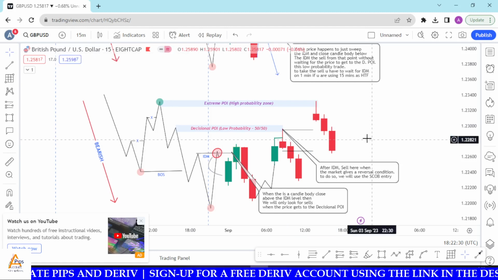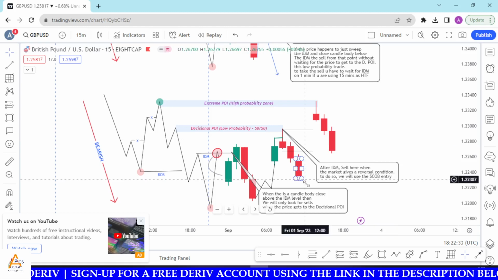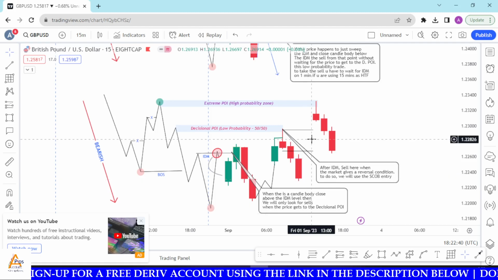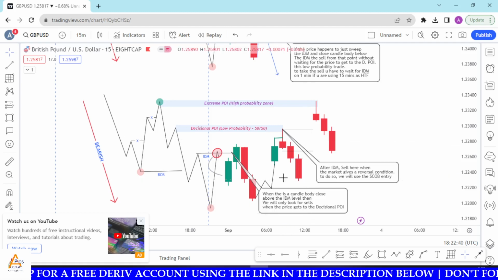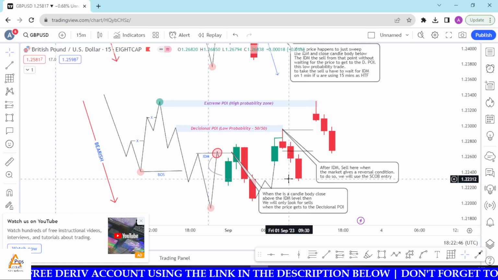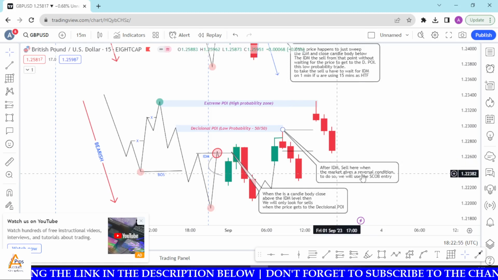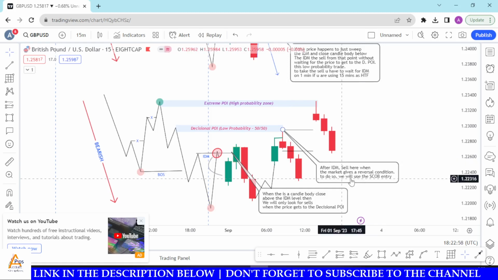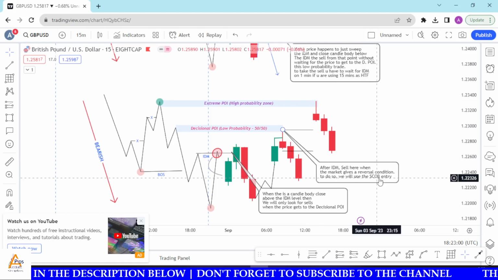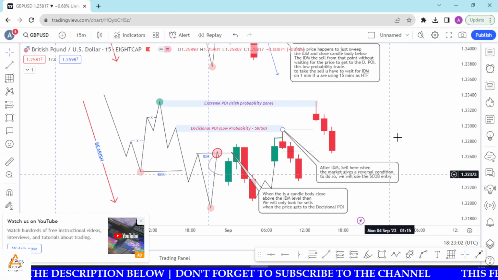So when this happens, all you need to do is go to 1 minute, wait for your inducement. Then when market comes to this zone, you take your entry and then you move. All right, that is what I wanted to explain on this chart. That's why I said after inducement, sell here when the market gives a reversal condition to do so. We will use the single candle order block entry.